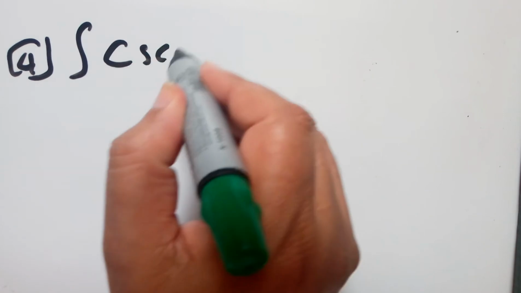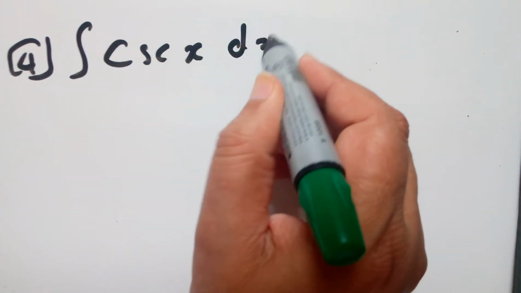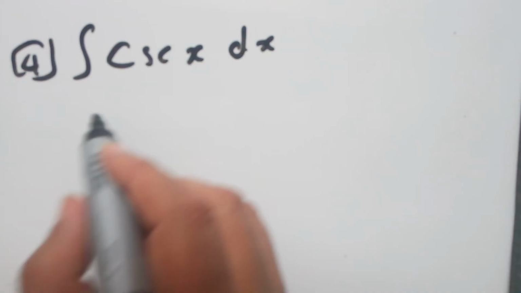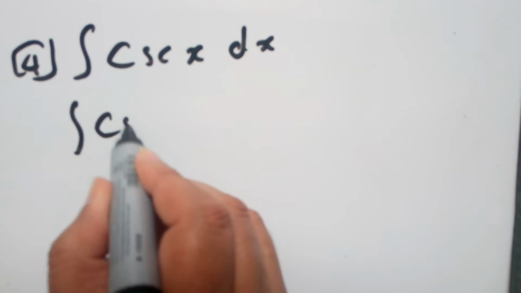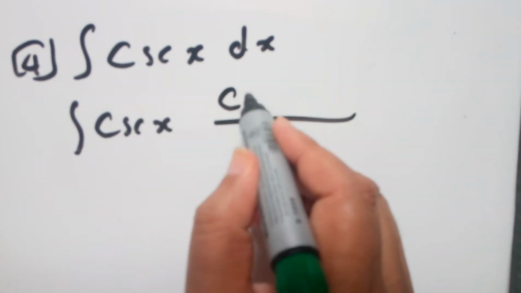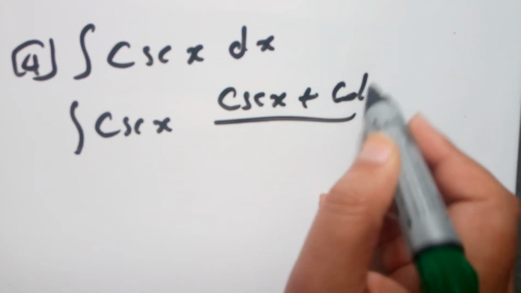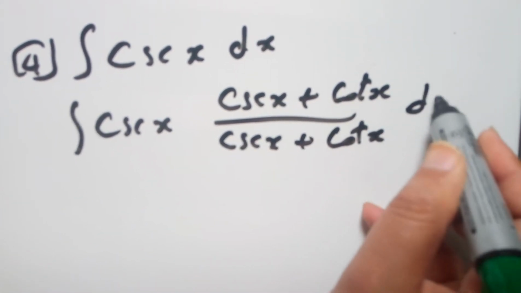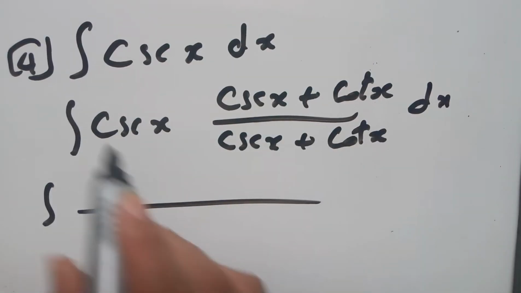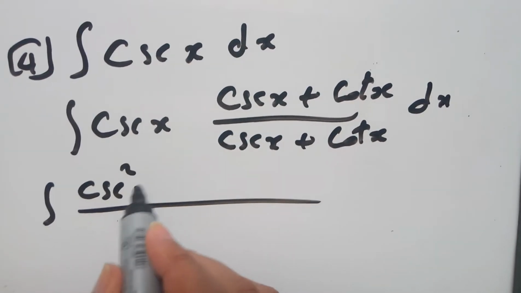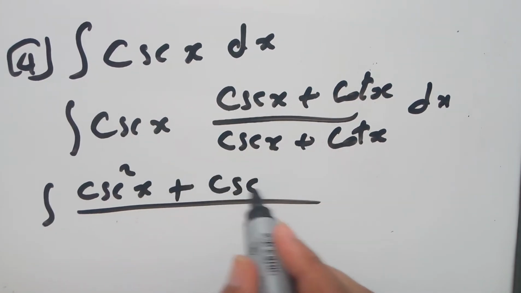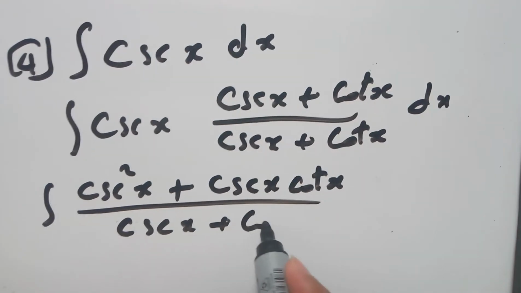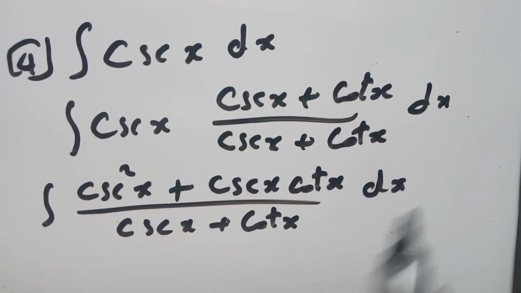integrate cosecant x with respect to x. What's the rule for this function? You can multiply by cosecant x plus cotangent x over cosecant x plus cotangent x with respect to x. Then it will be cosecant multiplied by cosecant, cosecant square x plus cosecant x cotangent x over cosecant x plus cotangent x with respect to x.